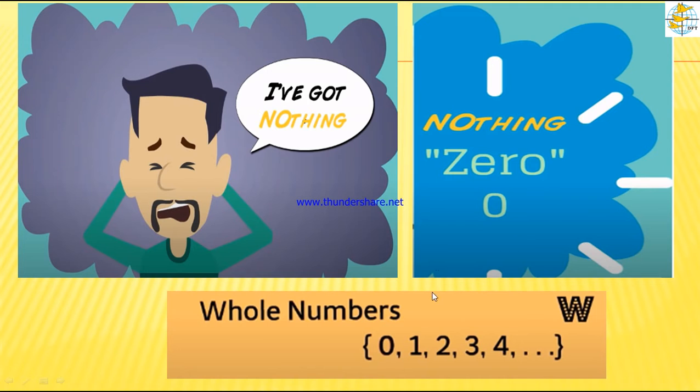0 along with a set of natural numbers are called whole numbers. Whole numbers are represented by the symbol W. With these whole numbers, the next operations, multiplication and divisions, were also done.